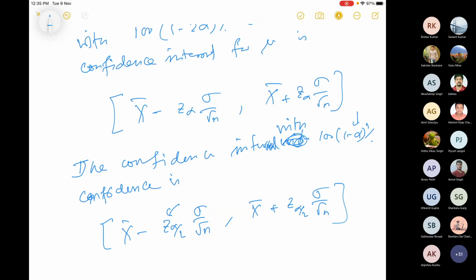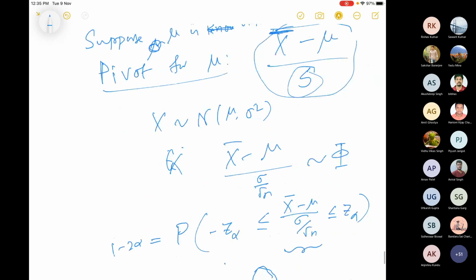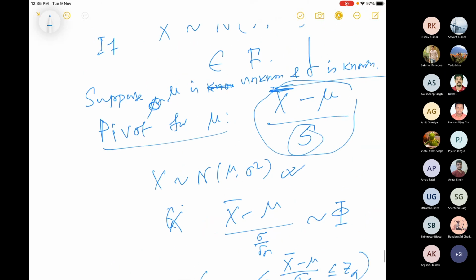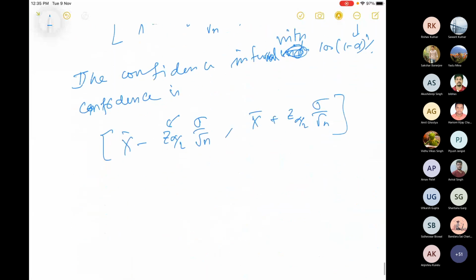Now I can do the same thing. Here I assumed that the population is normal. It need not be normal, but I am assuming it for the timing. I'll do it in the general case. And suppose sigma is known, sigma square is known. Then I have this confidence interval.